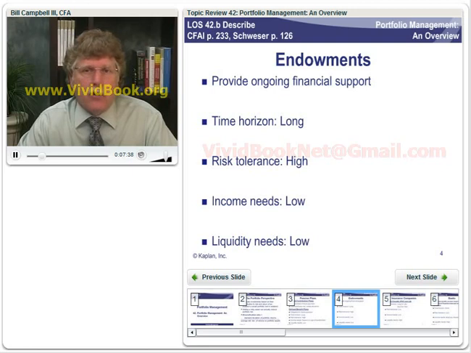Typically low income needs. They generally tend to invest in assets that are going to appreciate for the future, not assets that generate a lot of present day income.